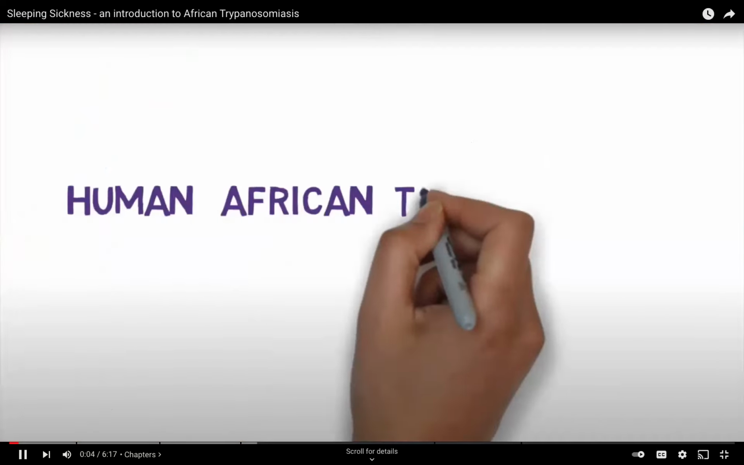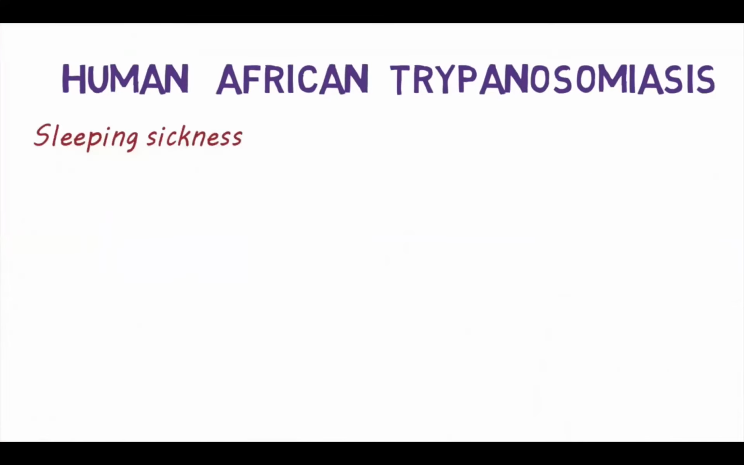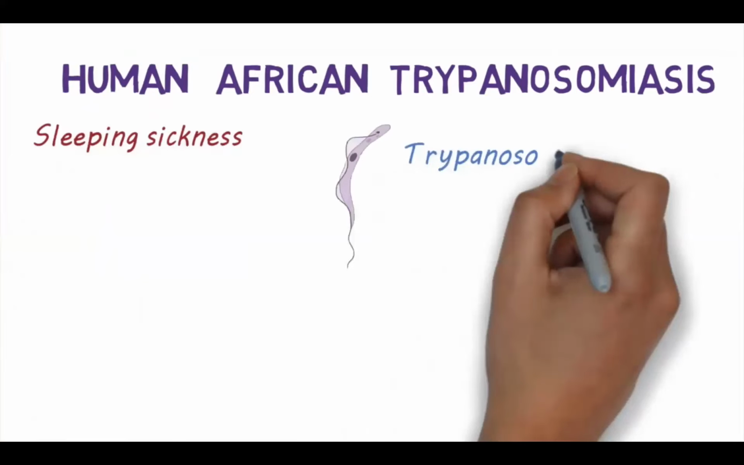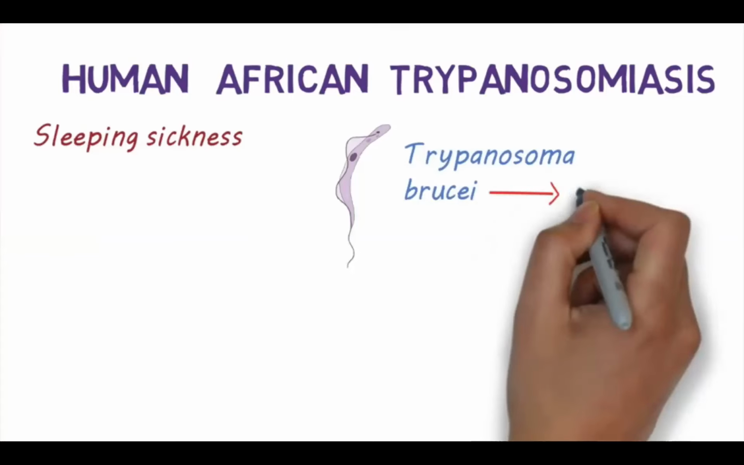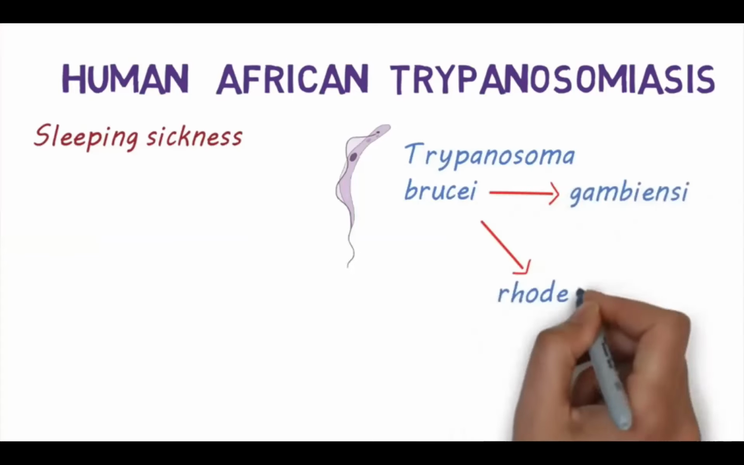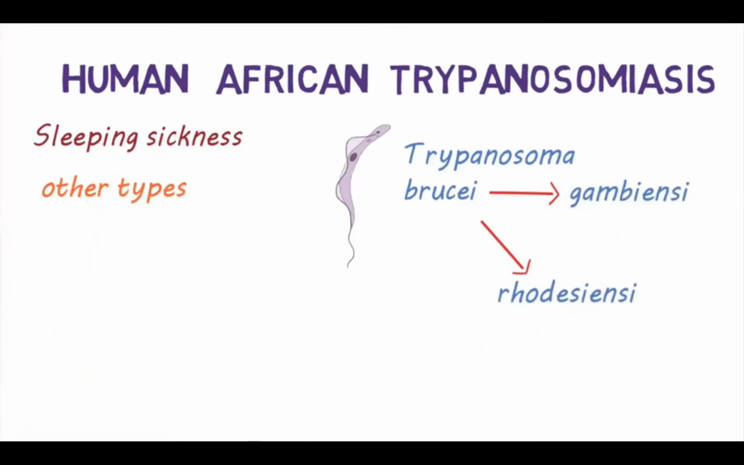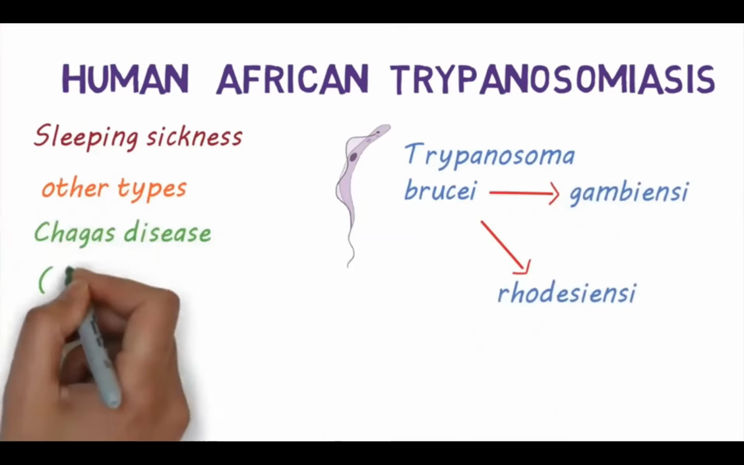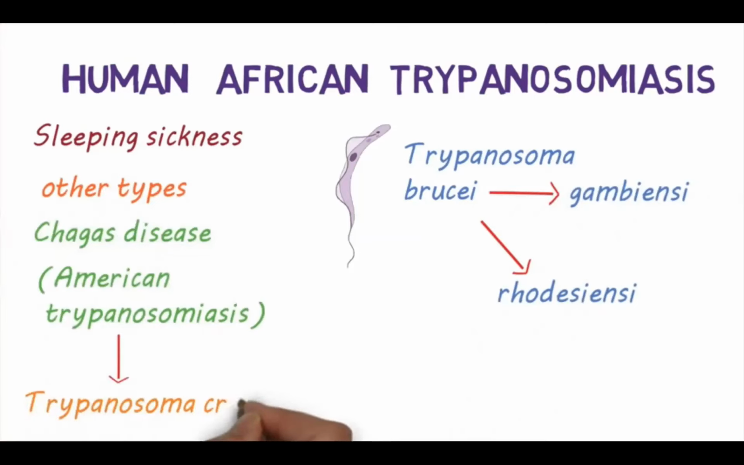Human African Trypanosomiasis, also known as sleeping sickness, is a disease caused by a group of parasites called Trypanosomyosis. The two main types causing human disease are Trypanosomyosis gambiense and rhodesiense. There are other types of Trypanosomyosis which cause animal disease and very occasionally infect humans. Chagas disease, also known as American Trypanosomiasis, is a different disease caused by Trypanosoma cruzi.